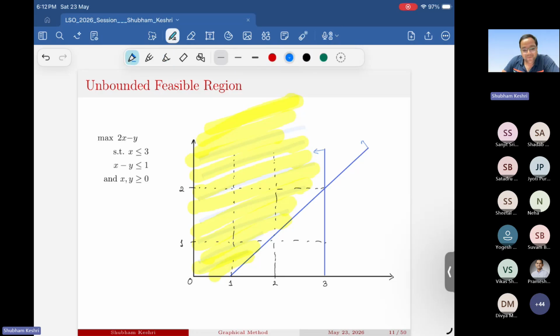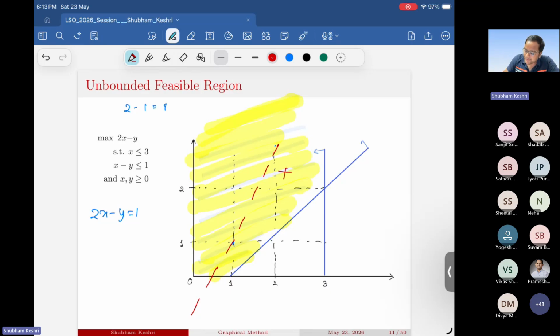Now we will do the same thing. We will draw the isocost or isoprofit line. So take any point. Suppose this is the point (1, 1), and we obtain the value. It will be 2 minus 1, which is 1. So we will have the equation 2x minus y equals 1. We'll plot that line. Suppose this is that line. Let me draw it using red color. So this is that line.